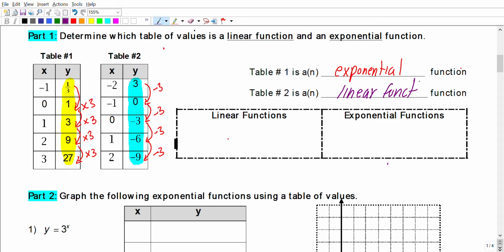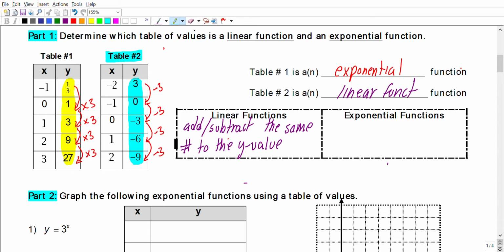Remember, guys, linear functions will always add or subtract the same number to the y value. Notice on table number 2, we actually subtracted 3 each time. That means it's a linear function. So this blue one here, this table 2, was my linear function.